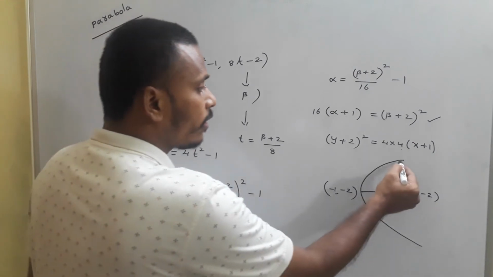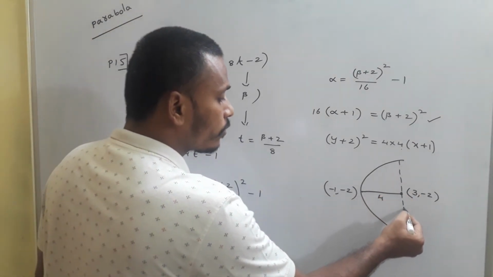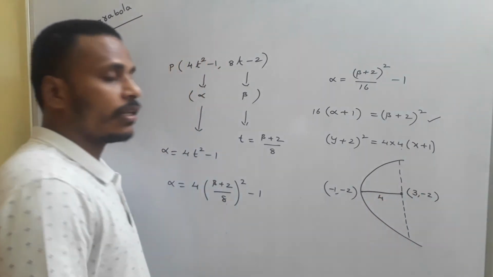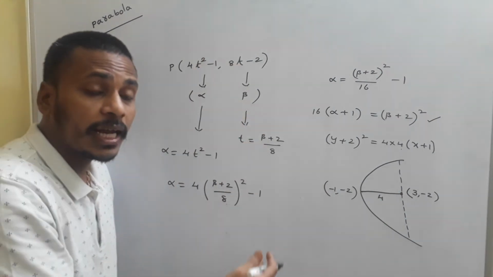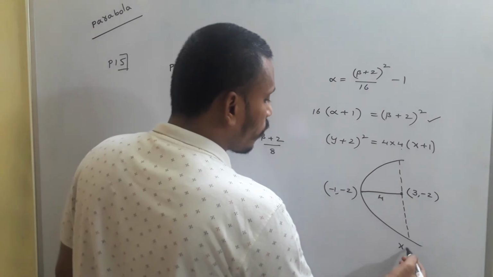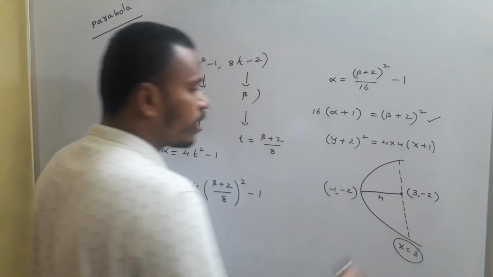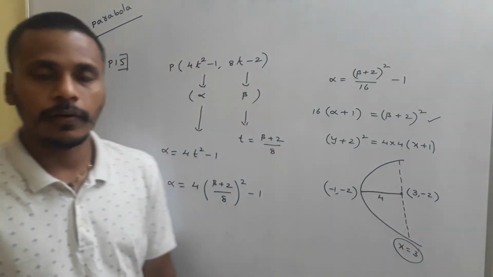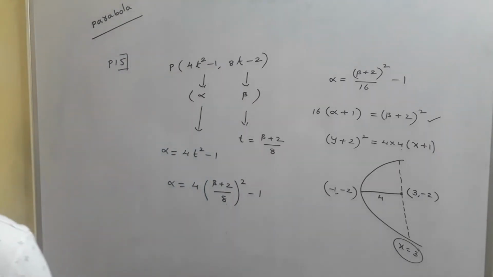And at this point we need the latus rectum, we need that equation. Usually a vertical line is of the format x is equal to a constant, and it is passing through this point. So the equation of latus rectum is x is equal to 3, and our answer is x minus 3 is equal to 0. There ends the problem.